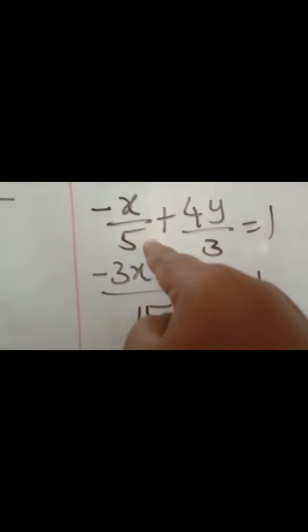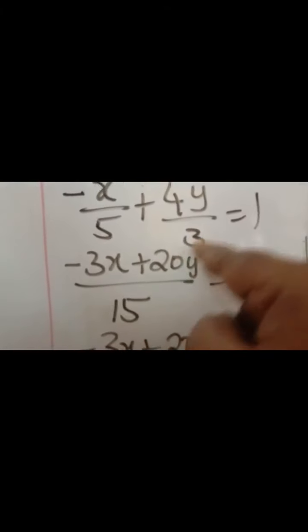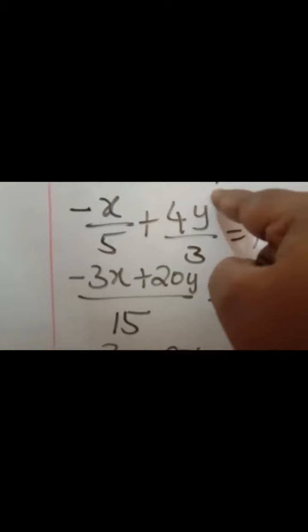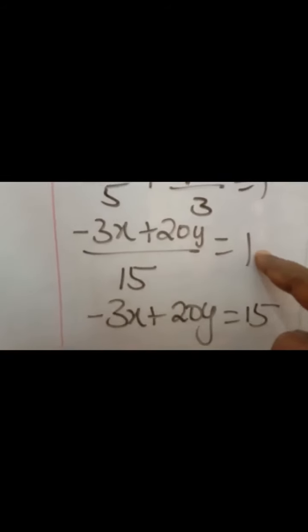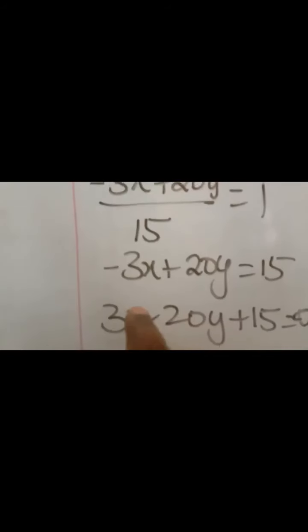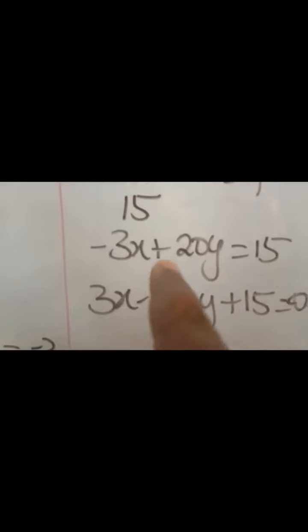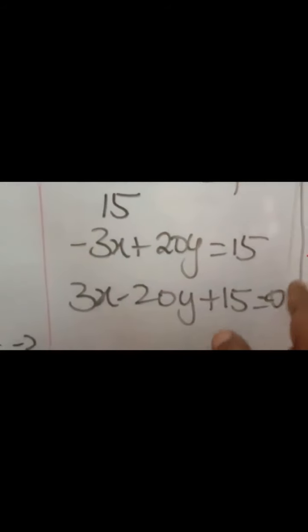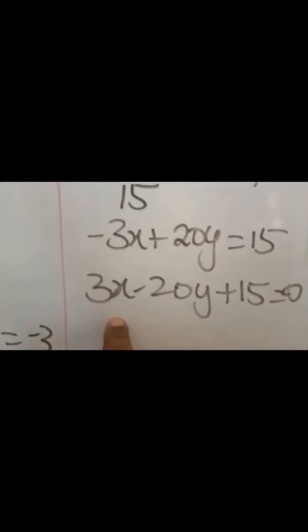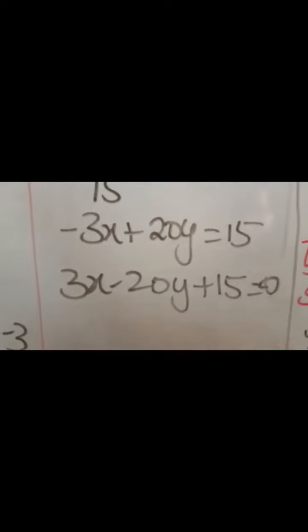So here multiply by 3 to get 15, so minus 3x. Here we have to multiply by 5 to get to 15, so multiply by 5 here also, 20y is equal to 1. Now cross multiply, 15 will come here, 1 into 15, 15. Now before we conclude the final equation, confirm that the coefficient of x is positive. Here it is negative, so bring these two terms together to the right hand side. Now we get 3x minus 20y plus 15, this plus 15 will be here, is equal to 0. This is the required equation.